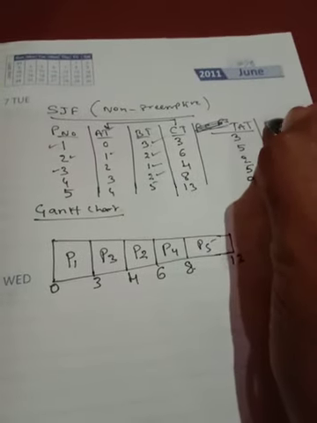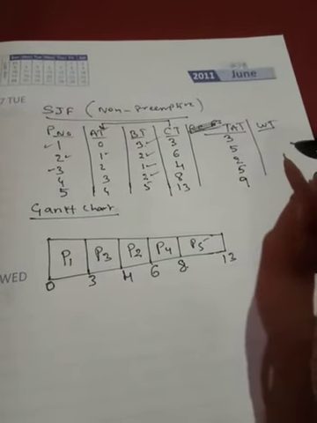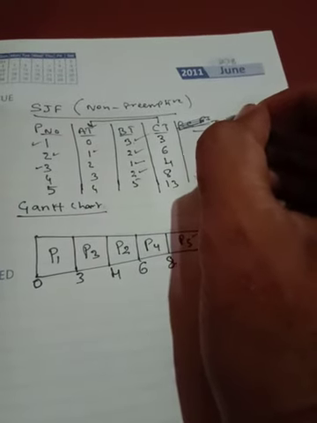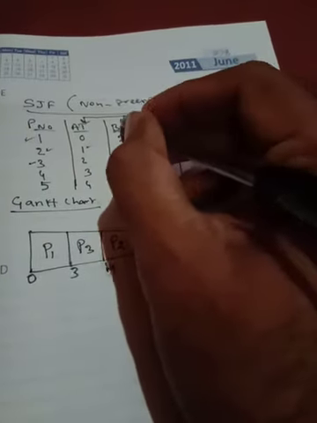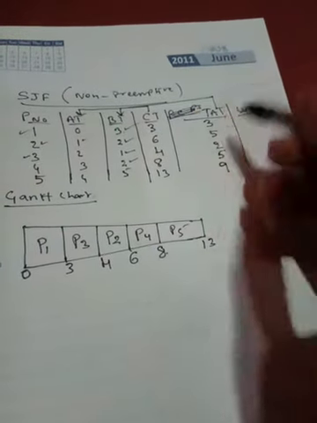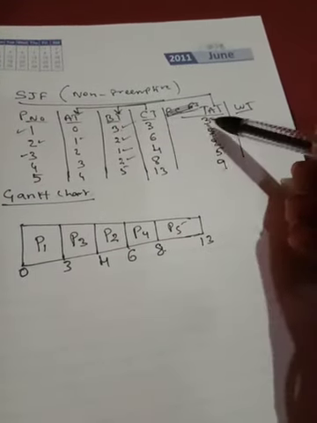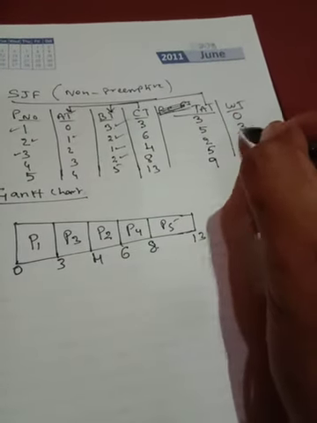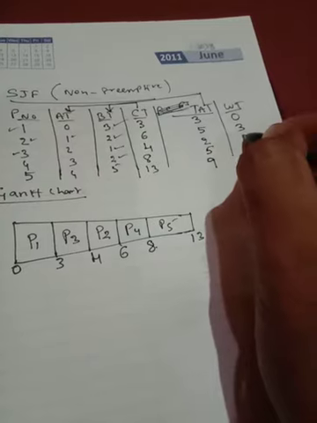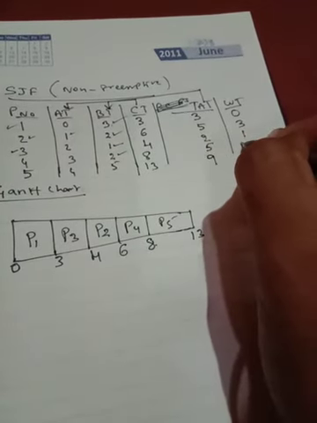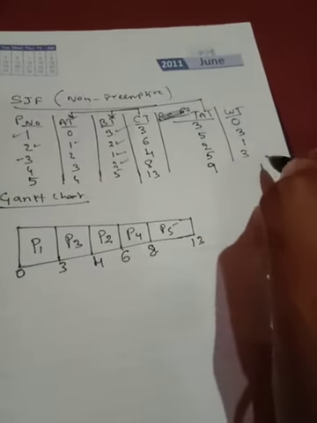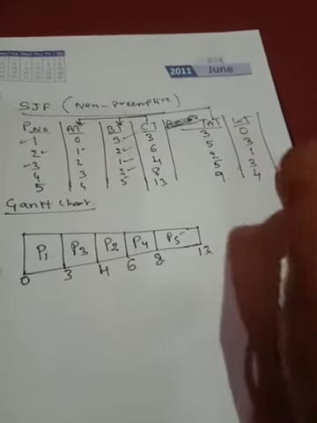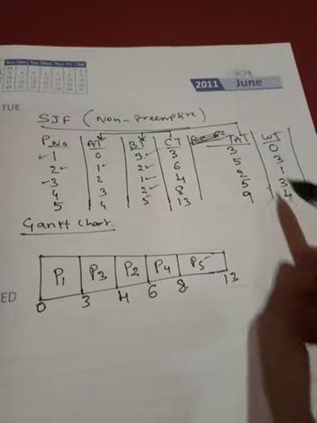Now the next thing is calculating WT, or waiting time. What is the formula to calculate waiting time? It is nothing but the difference between TAT and BT, turnaround time and burst time. So what is the difference? 3 minus 3 is 0, 5 minus 2 is 3, 2 minus 1 is 1, 5 minus 2 is 3, and 9 minus 5 is 4. So you have obtained these values.